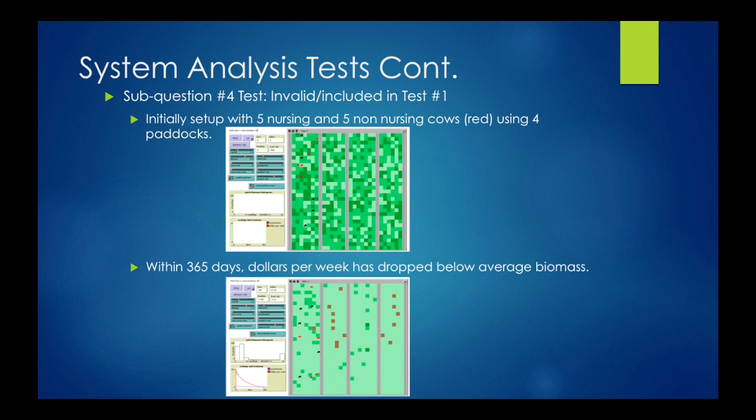Sub-question 4 was an invalid included for test 1. We initially set this one up with 5 nursing and 5 non-nursing cows using 4 paddocks, as you can see represented in the graphic. And in this model, within a year's time, the dollars per week dropped below the average biomass.